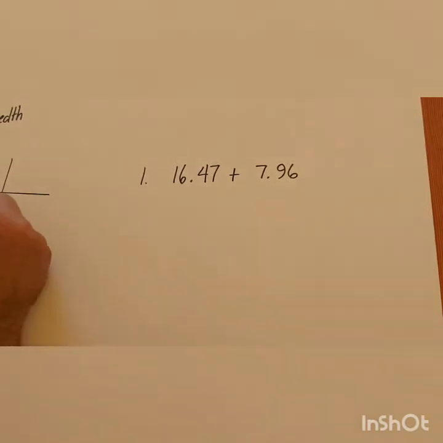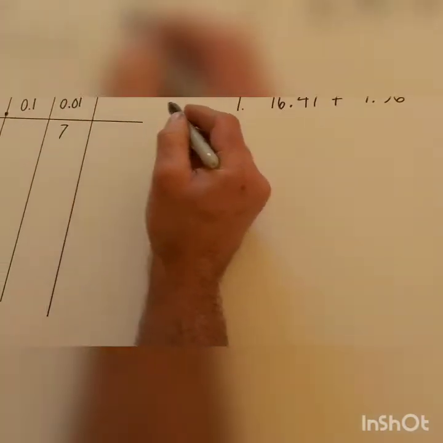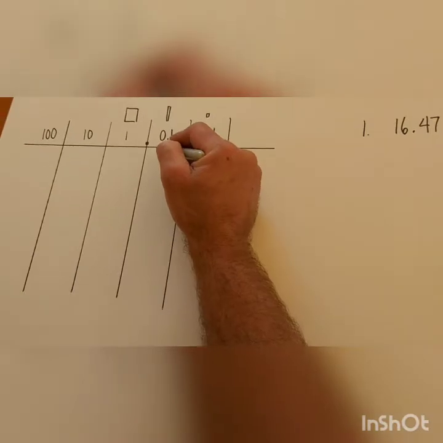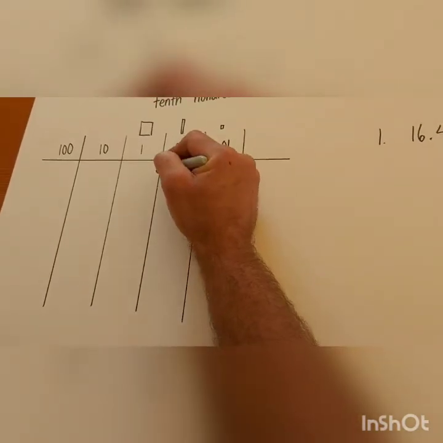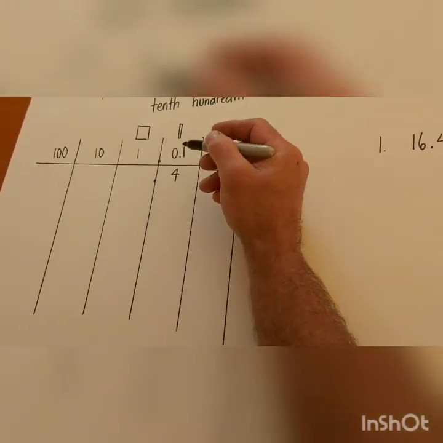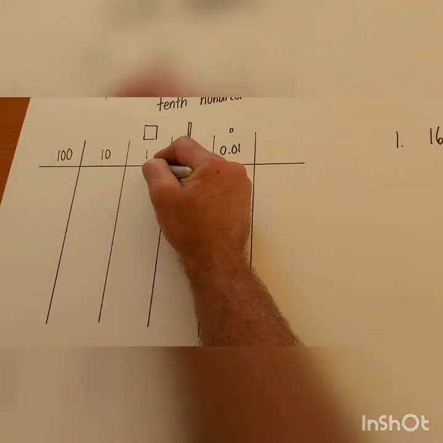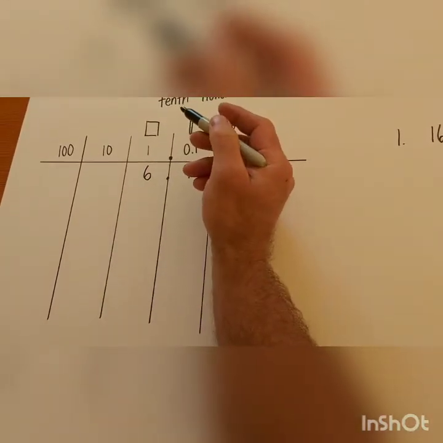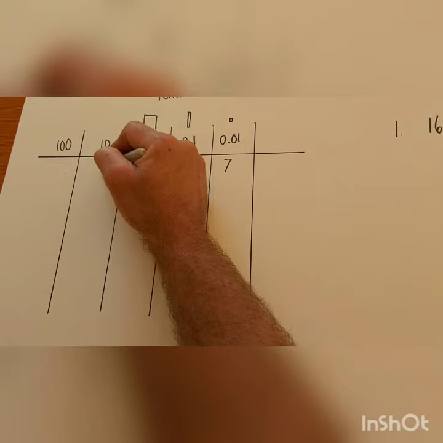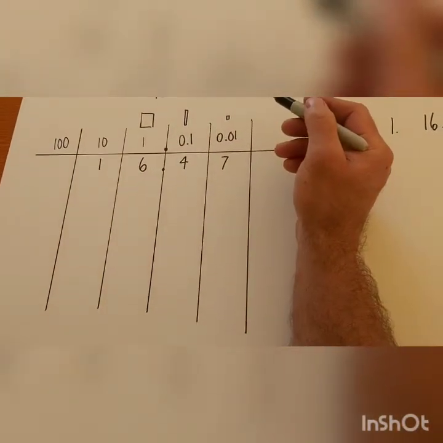The 7 belongs to the hundredths column. The 4 belongs to the tenths. I put in my decimal just as it is in the number. I have 6 that belongs in the ones and 1 that belongs in the tens.